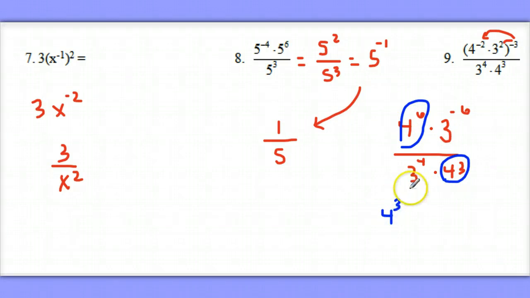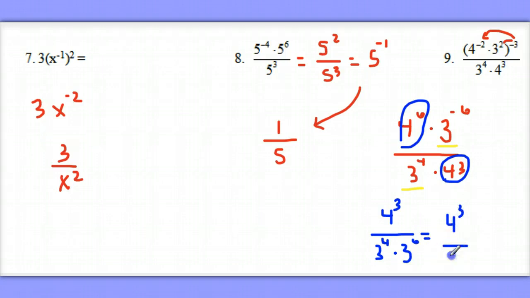And now let's focus on the 3 to the 4th in the denominator and the 3 to the negative 6 in the numerator. If I think about it, the 3 to the negative 6, I could make that become a 3 to the positive 6 if I put that in the denominator. So then in the denominator I'd have 3 to the 4th times 3 to the 6th. And we know that if the bases are the same here, when we have this product, we can add the exponents. So our final answer is going to be 4 to the 3rd in the numerator and 3 to the 10th in the denominator.